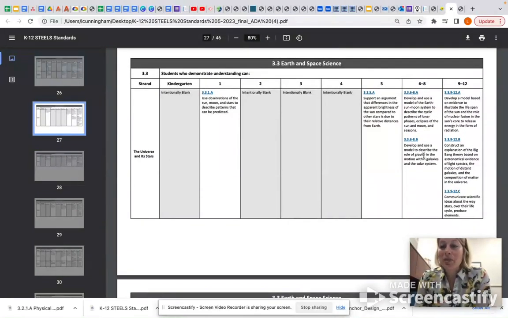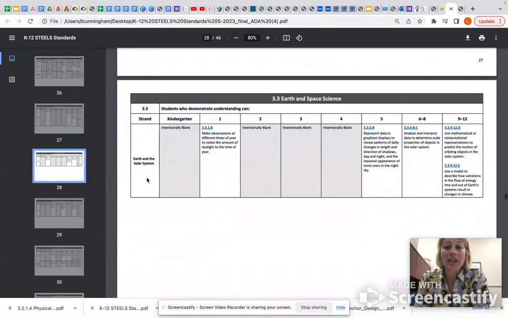So that is a brief introduction into the standards document. Take some time to look through it, to look at the standards that are in your content area and in your grade level. Spend some time looking at how that standard progresses K to 12 for the strands that are here for each of the disciplines.